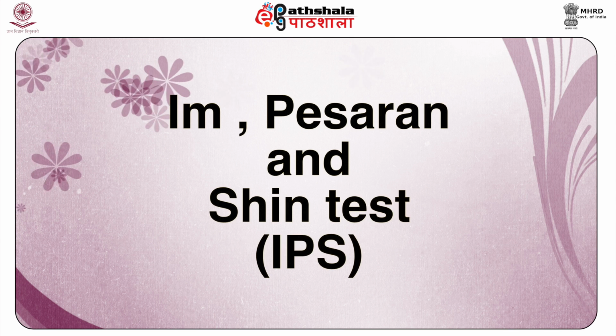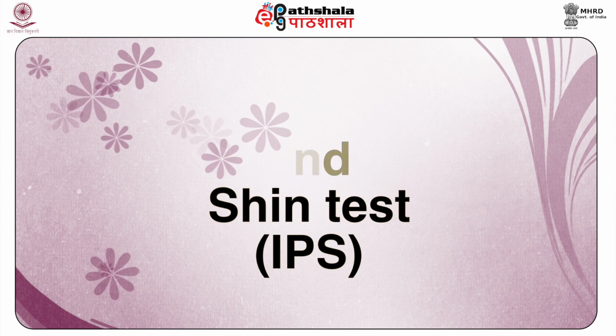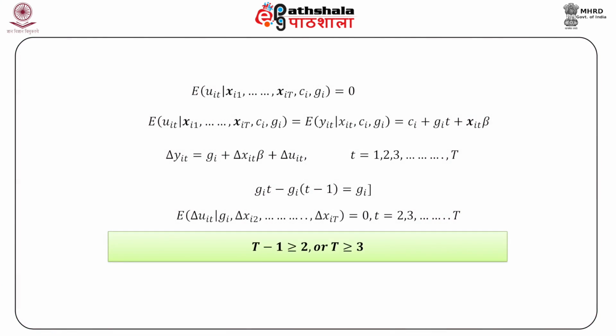2. Im, Pesaran and Shin test (IPS). Unlike LLC, the IPS test allows for a heterogeneous coefficient of y i t minus 1 and proposes an alternative testing procedure that is based on the average of individual unit root statistics. That is, IPS suggests an average of the ADF test when the error term mu it is serially correlated with different serial correlation properties across cross-sectional units.